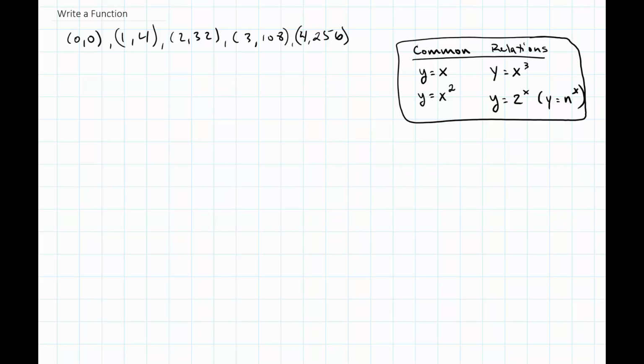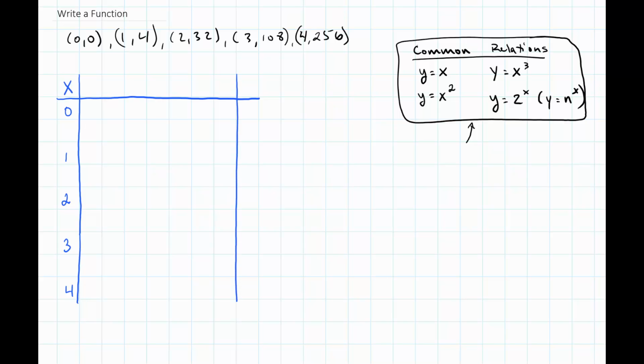So here's another example where we're going to try to write out a rule to describe a function. I have a lot of my common relations over here. And in this case, I'm going to go ahead and just organize this into a table right off the bat. So I wrote out my ordered pairs, and I'm going to try to figure out what function will get me from my x to my y here, okay?